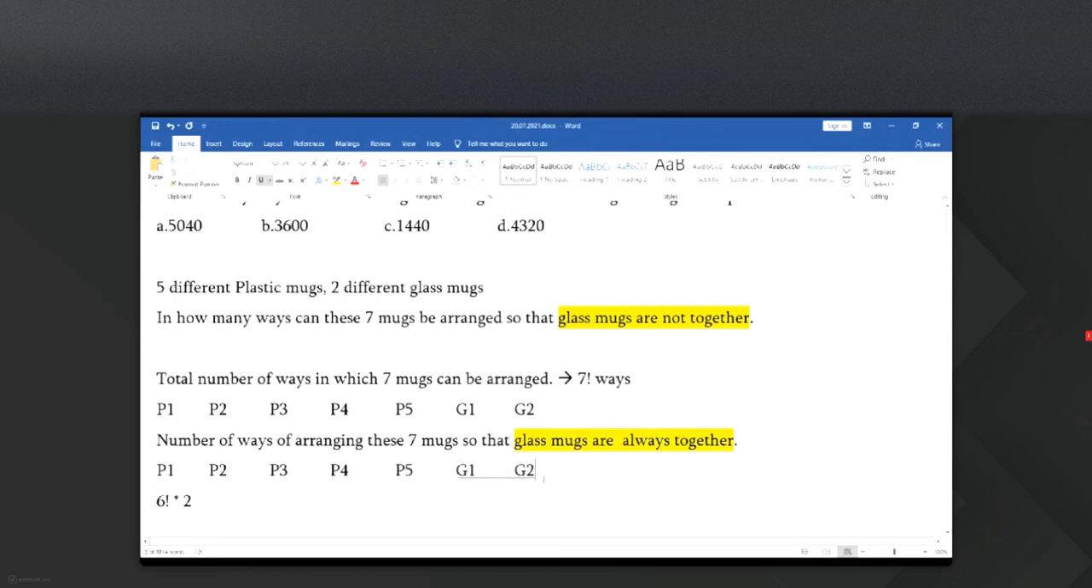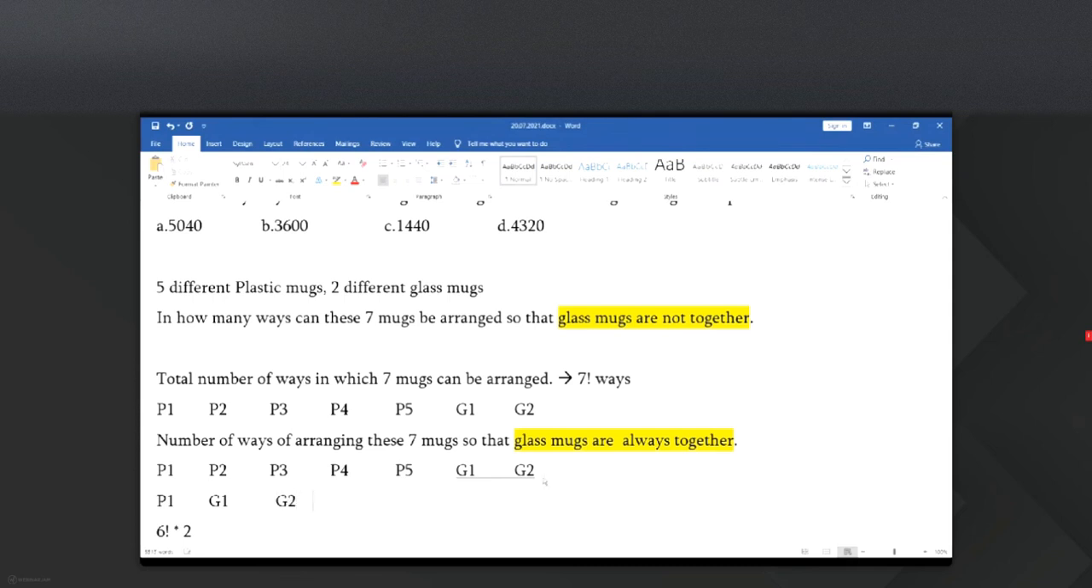This is G1 and G2. For example, here this would become P1, and then P1, and G1 and G2 will jump here.